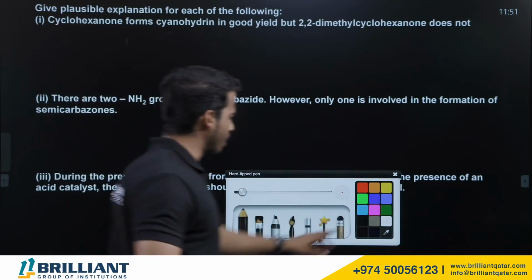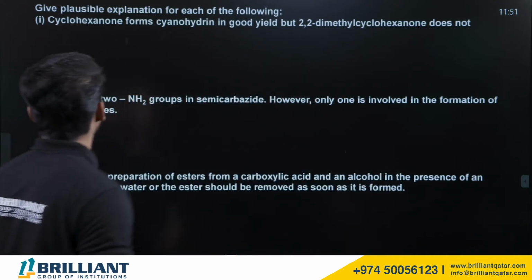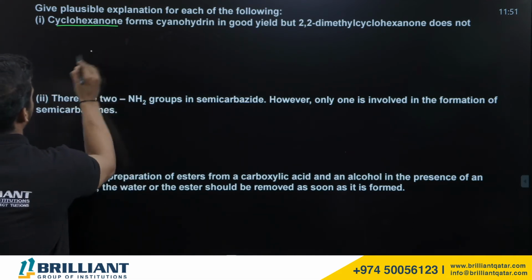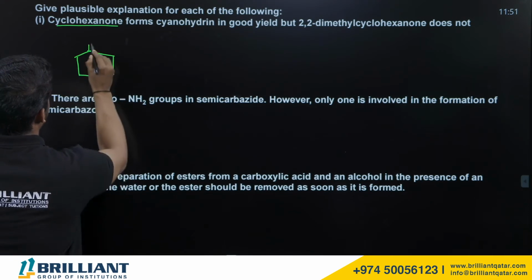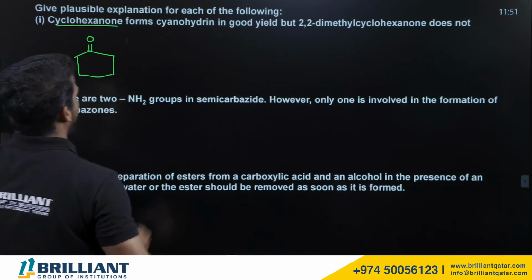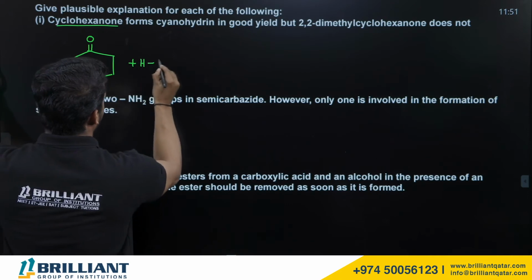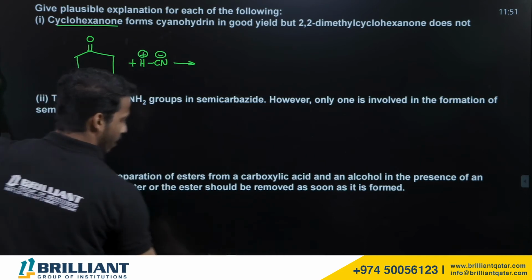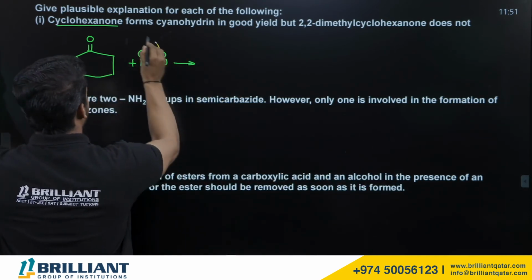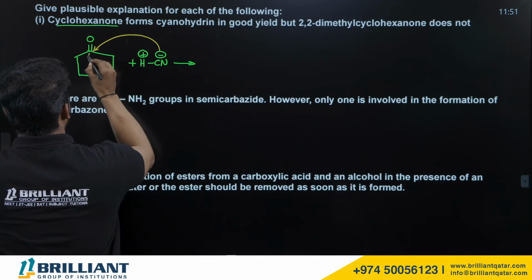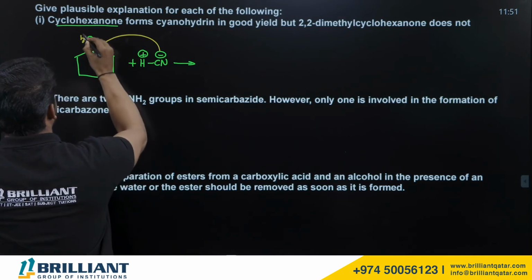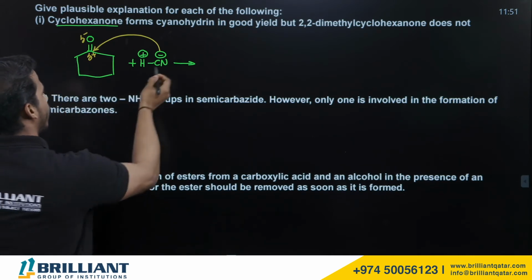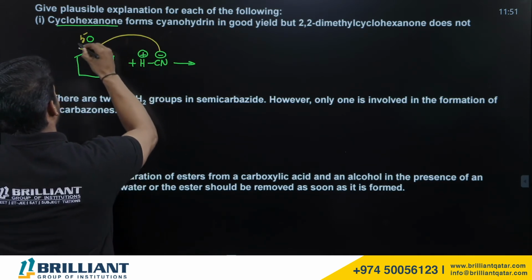Next one, let us go to the reasoning question. Give possible explanation for each of the following. Cyclohexanone. Okay, what is cyclohexanone? This is the one. It forms cyanohydrin. What is cyanohydrin? I told you, when you treat an aldehyde or ketone with HCN, H plus and CN minus are there. The CN minus is the nucleophile. It will attack this carbon, because we said this carbon has a partial positive charge, and this oxygen has a partial negative charge because of the difference in electronegativity. So the nucleophile always prefers the carbon, and this O becomes O minus.